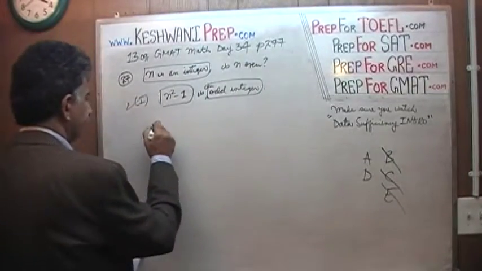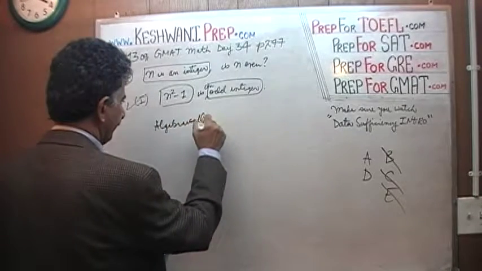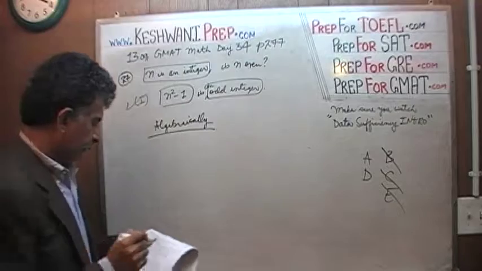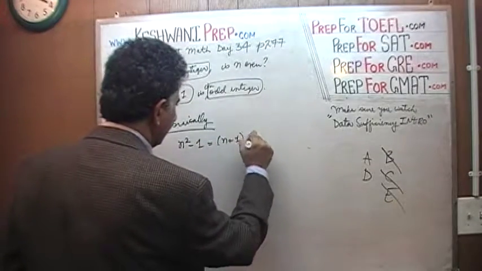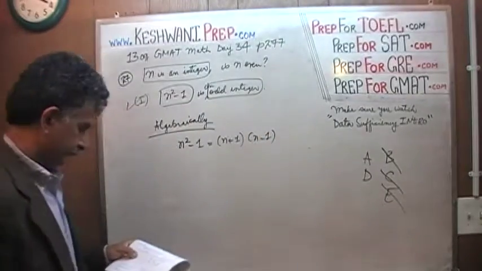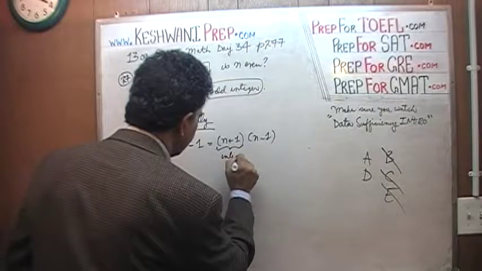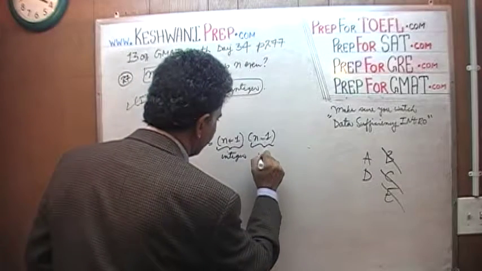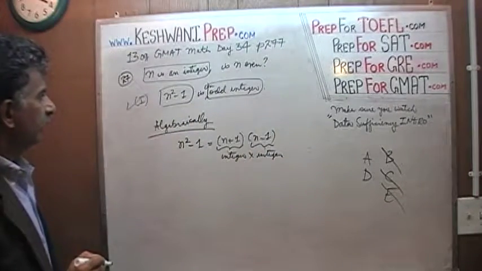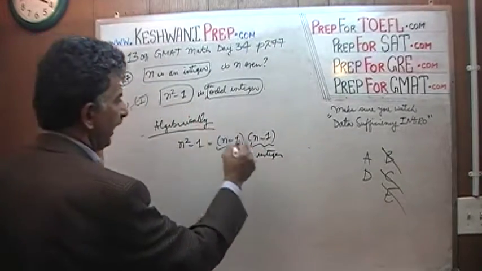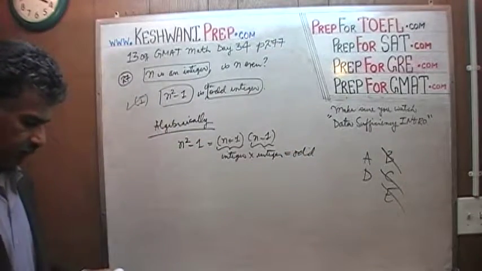Algebraically, if you're so inclined, we know that n squared minus 1 equals (n plus 1)(n minus 1). N plus 1, of course, is an integer. And n minus 1, of course, is an integer. So we have a product of two integers, and we are told that the product of two integers is odd. We are told that this is odd. How can that be possible? Product of two integers is odd.